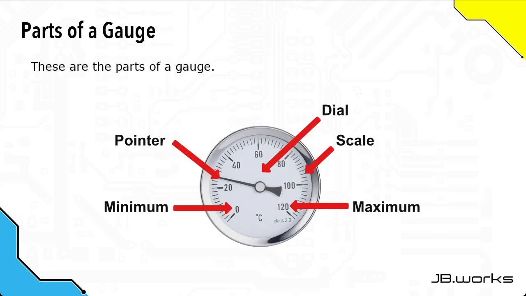Essentially, all gauges have this similar format. And then finally, you often have a name, but sometimes, like in this case, just the units of display. So this dial is displaying temperatures from 0 to 120 degrees Celsius.